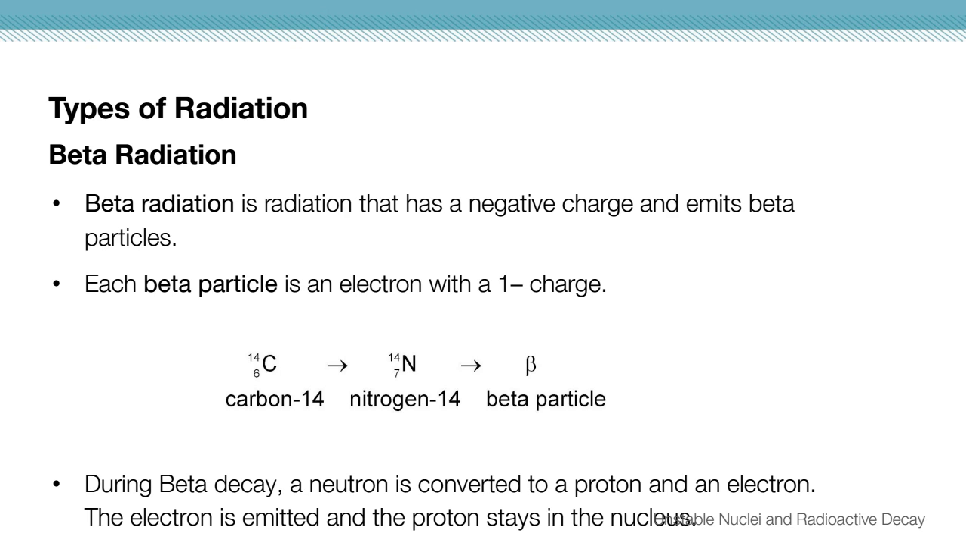Okay, so beta radiation has a negative charge, and it emits beta particles. So this is the beta symbol. Sometimes you will see it represented as an E with a 0 and a 1.